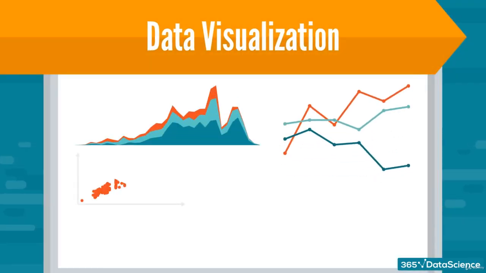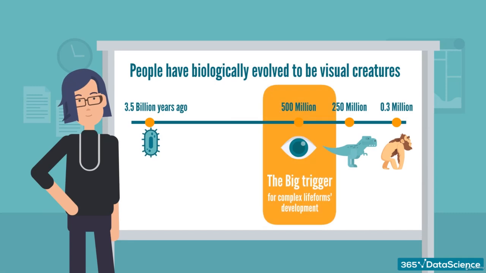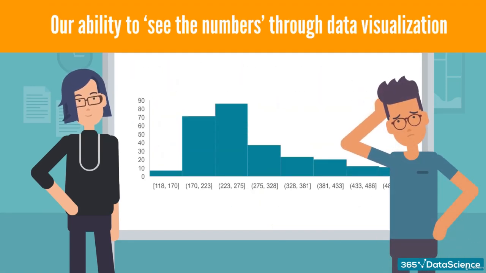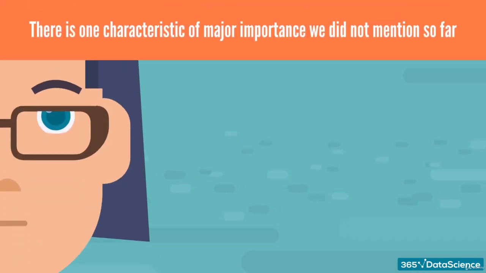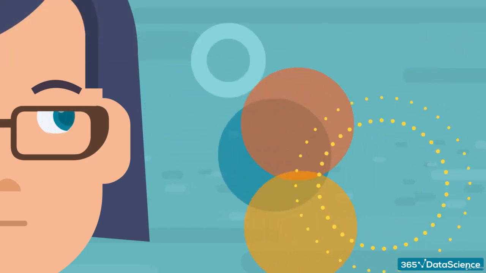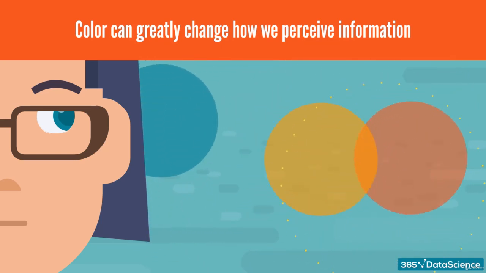Welcome back. So far, we spoke extensively about the development of eyesight and our ability to see the numbers through data visualization. However, when we think about eyesight, there is one characteristic of major importance we did not mention so far. Most of us have the ability to see in color. In fact, color can greatly change how we perceive information.